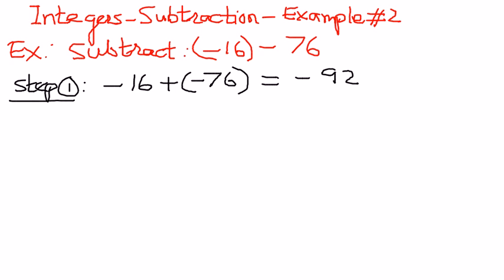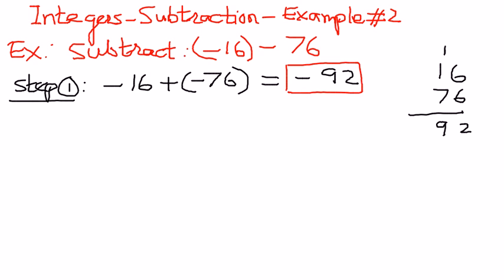So to make sure that we did the math correctly, we can take the numbers on the side, 16 and 76. 6 plus 6 is 12, carry 1. 7 plus 1 is 8, 8 plus 1 is 9, and with a negative sign. So when we subtract 76 from negative 16, the result is going to be equal to negative 92. Let's look at another example.